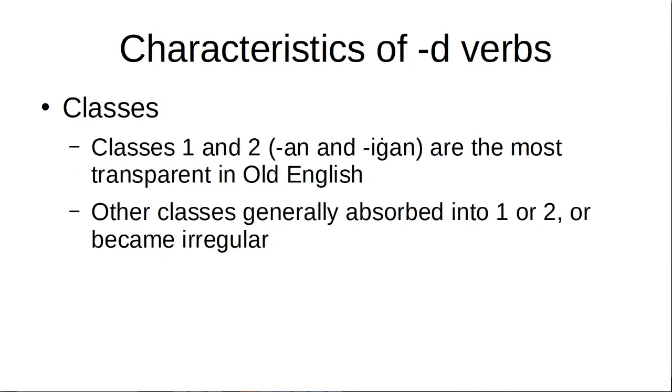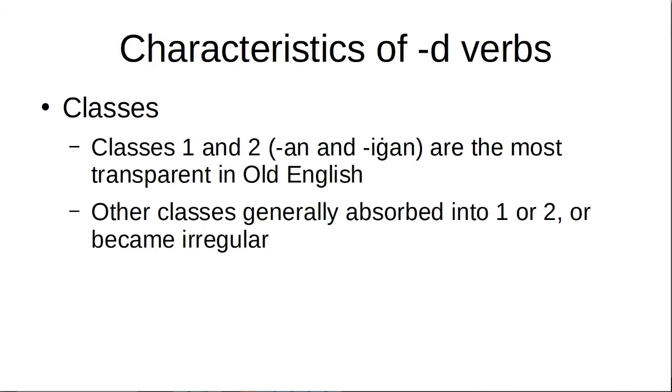So, class 1 and 2 are the most transparent in the language. There were two more, there were classes 3 and 4 before Old English, but they were generally either absorbed into 1 and 2 or they just became irregular.